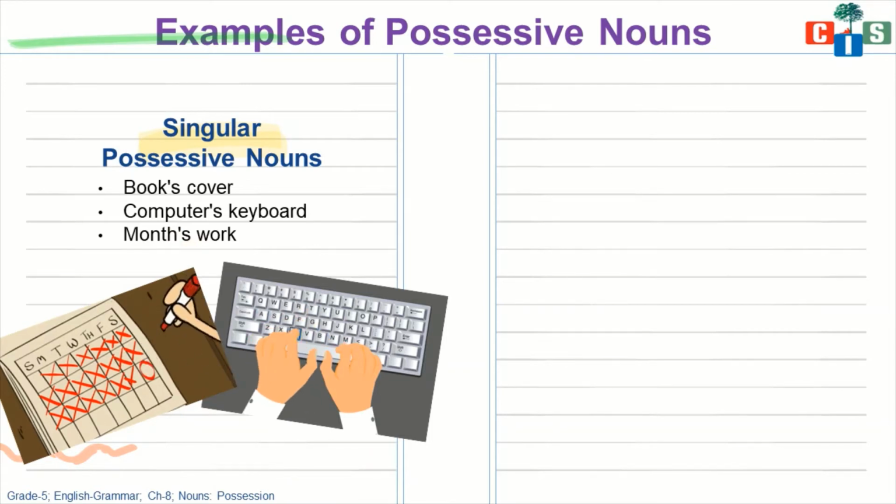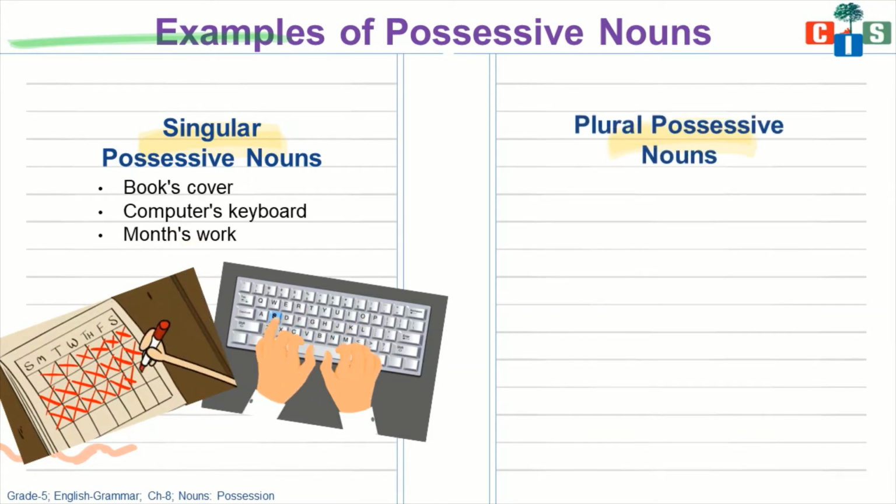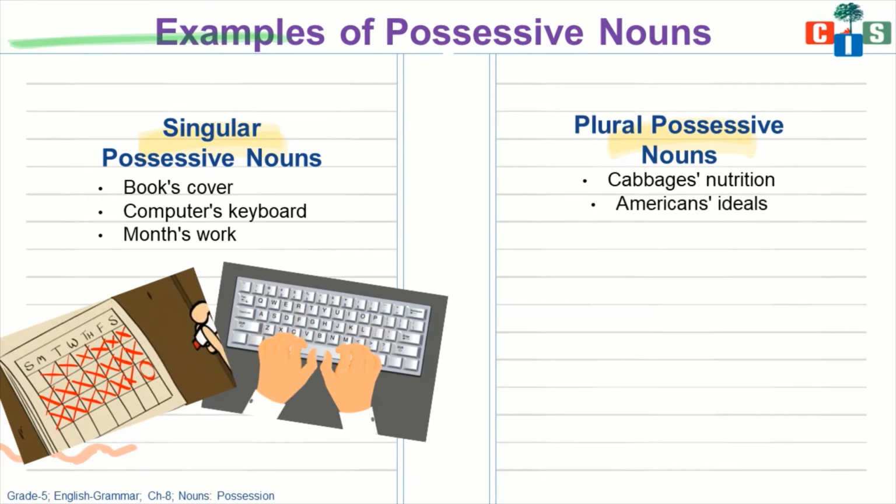Correct? Okay, now see examples of plural possessive nouns. The first example is cabbages' nutrition. Here what is important to see is that I am saying cabbages. Cabbages is already plural in form. How? Because when we are adding S or ES to any word, it means we are changing that word into plural form.